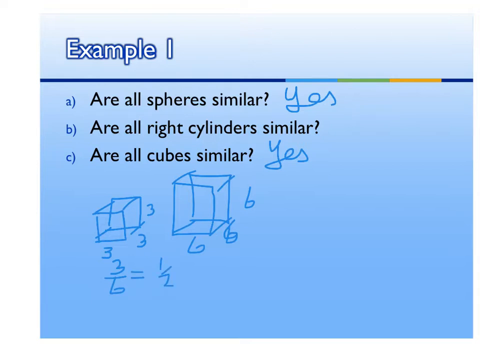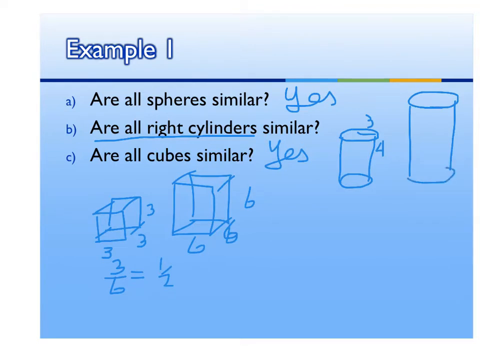Now, for the right cylinders, are all right cylinders similar? No. Sometimes they are, but not always. And I'm going to give you an example of each. Okay, the first one I'm going to set up, because the radii would be similar, however, the height's not necessarily. So I could have a shorter cylinder, and let's say it has a radius of 3 and a height of 4. And then I have another taller one, and let's say its radius is 6 and its height is 8.